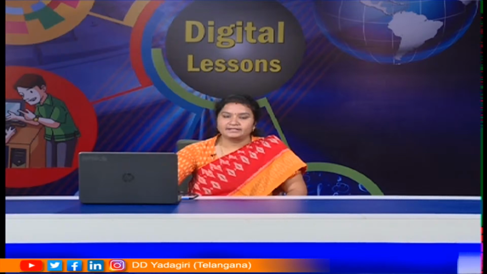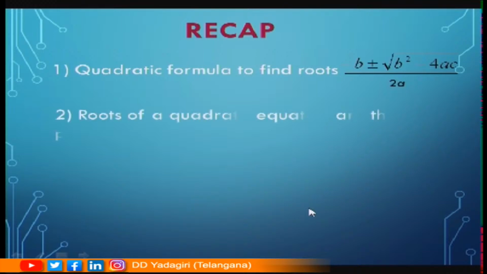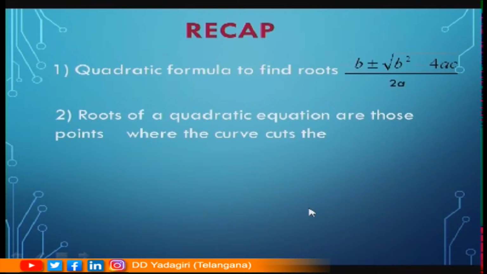Okay children, let us quickly recap what all we learnt today in our class. The quadratic formula to find roots is minus b plus or minus under root b square minus 4ac by 2a. So, what is the formula to find the roots? It is minus b plus or minus under root b square minus 4ac by 2a. And roots of a quadratic equation are those points where the curve cuts the x axis.